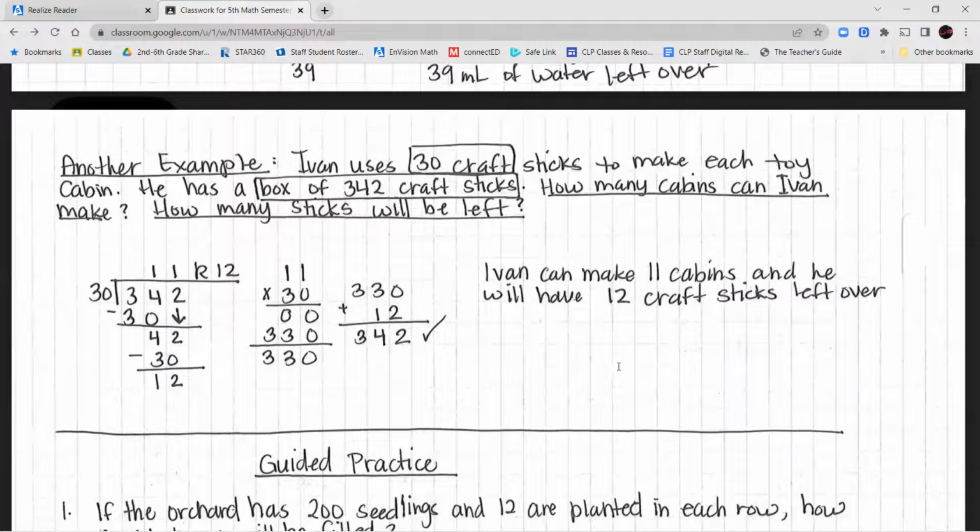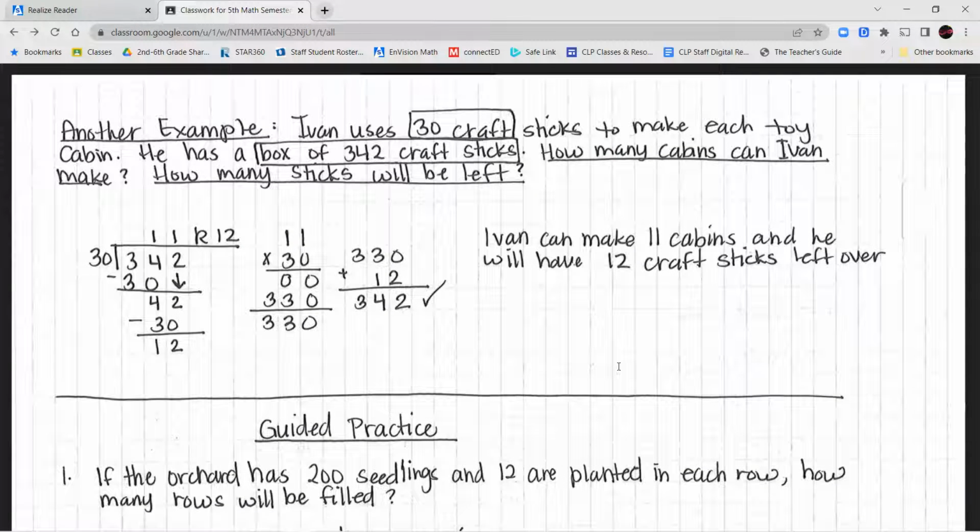All right, let's take a look at another example before your guided practice. It says Ivan has 30 craft sticks to make each toy cabin. He has a box of 342 craft sticks. How many cabins can Ivan make? How many sticks will be left? So here they're asking us to find the quotient and to figure out if there is a remainder. So I need to take my 342 and I need to divide it into groups of 30.